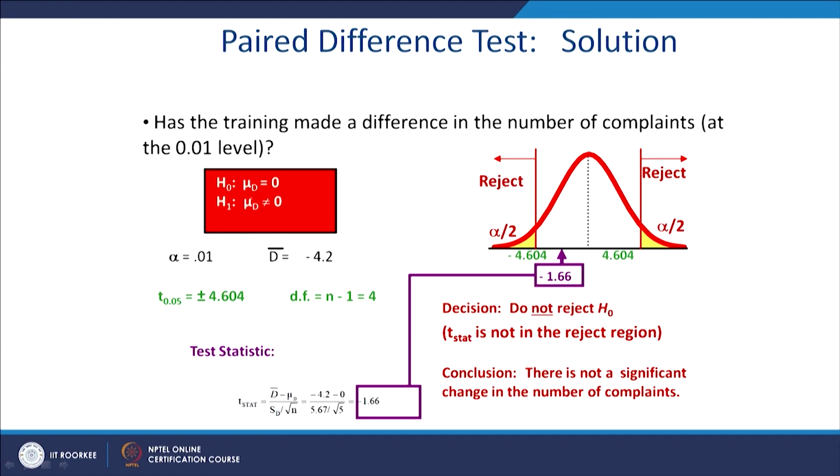Okay. So, mu d, in fact, this is how you should be writing your null and alternative hypothesis. So, the mean difference is 0 and the mean difference is not equal to 0, right.